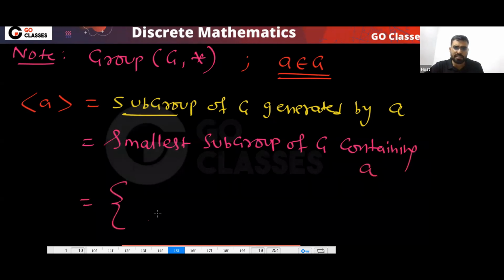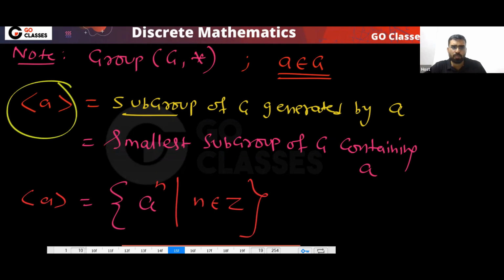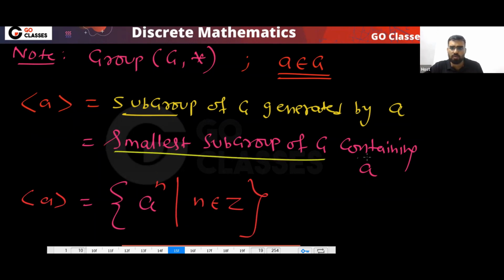And finally, I can say this means all the integer powers of A. So that will be your subgroup generated by A. Just take all the integer powers. Very simple. Remember this definition, don't forget it. This is the smallest subgroup of G that contains A. So this is the definition of the subgroup generated by A.